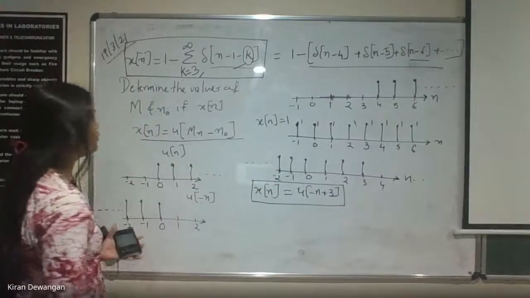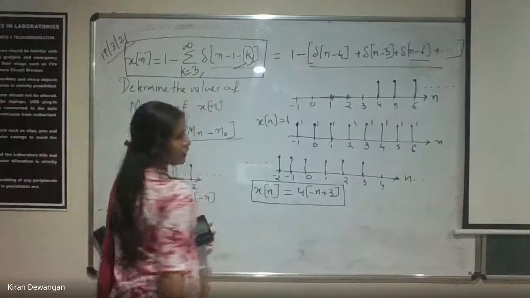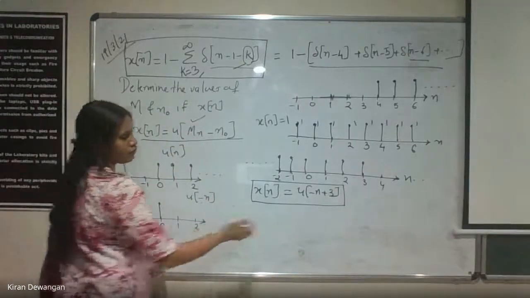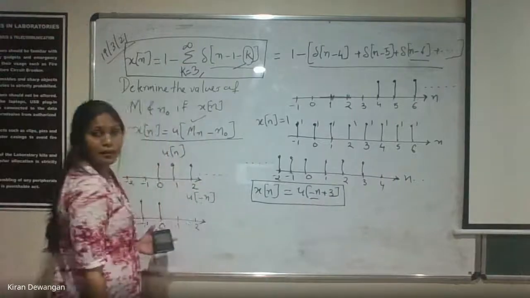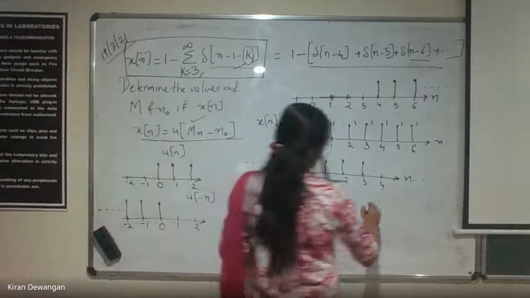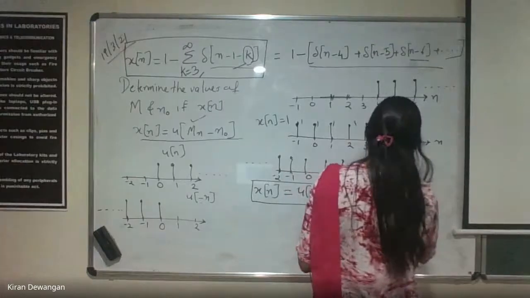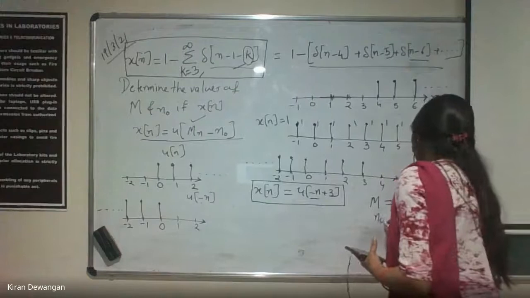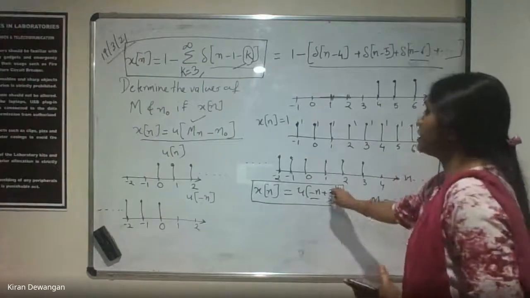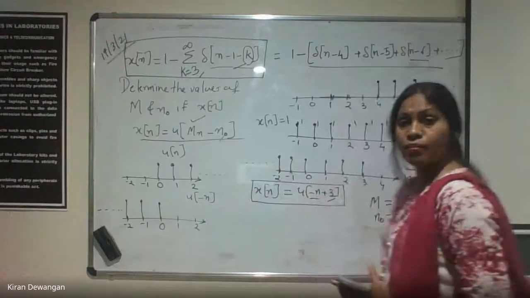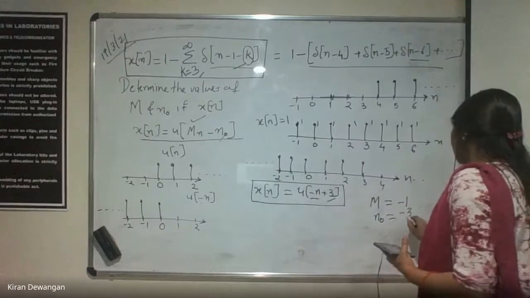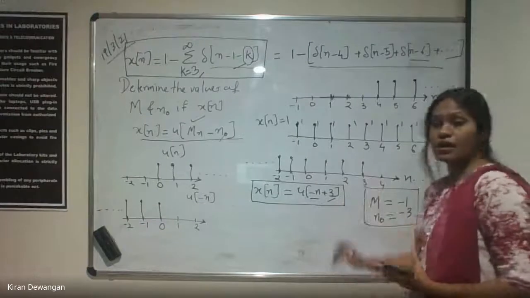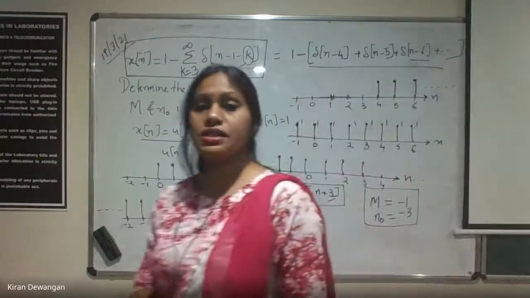Now what are our values of m and n naught? This is our function. What is the value of m from here? What is the value of m? M is minus 1, right? And n naught, since here it is 3, but here it is given minus. So it will be minus 3 again. So m and n naught values are minus 1 and minus 3.